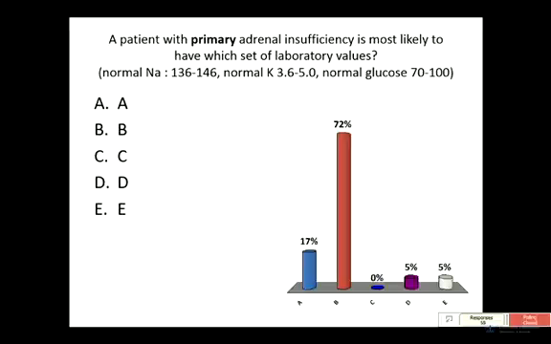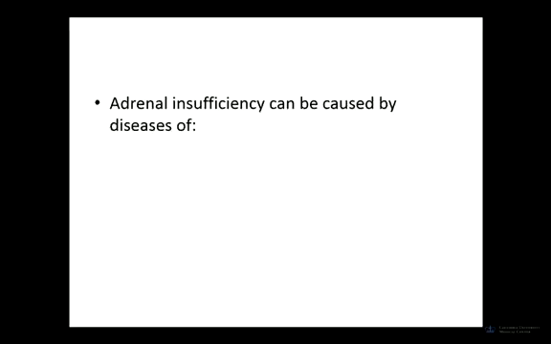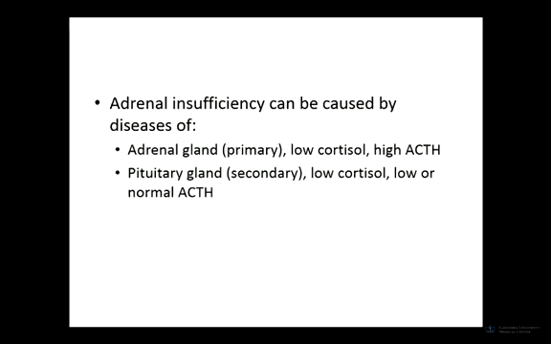All right, so 72% picked B, and B is the right answer. So let's just go over why. So adrenal insufficiency can be caused by diseases of the adrenal gland, which is primary adrenal insufficiency. So in that situation, you have a low cortisol and a high ACTH. The reason the ACTH is high is because your pituitary is just fine and it's not getting negative feedback. So in primary adrenal insufficiency, your cortisol is low and your ACTH is high. When you have secondary adrenal insufficiency, your cortisol is low, but your ACTH is either inappropriately normal or it's low. And you can also have hypothalamic, but that's not as important.